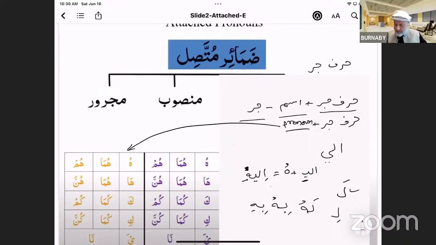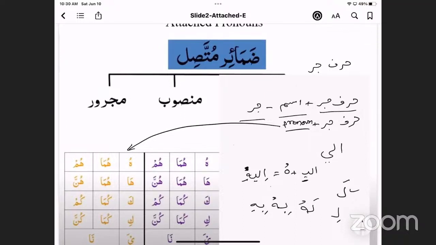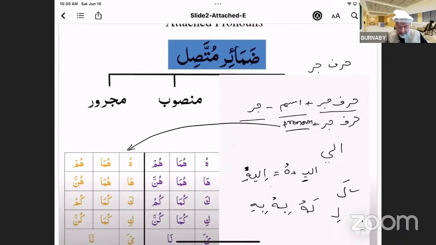So, some of them make it jara in jar status. And some of them, no, they don't confuse that. These are already in jar status. Okay. The attached pronouns, they are of two statuses, nasab and jar. But in both statuses, they are identical. Like, see, there is no difference. The only difference is the color, just to show that this is nasab and this is jar.